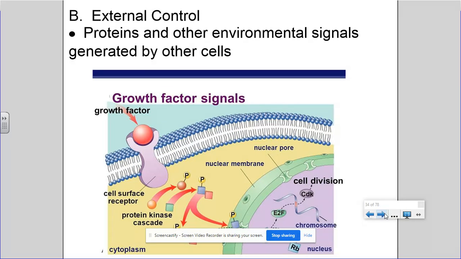This is a little bit more straightforward. Basically, this is where you have proteins and other possible environmental signals generated by other cells that will signal to another cell if it needs to divide or not. In our lesson on cell communication, we will get into what's going on in the middle here. The basic idea is that there's going to be some sort of signal from the outside of the cell that's going to trigger a response inside the cell. That response is going to be either to start or halt cell division.